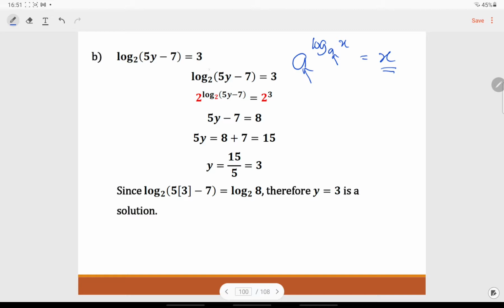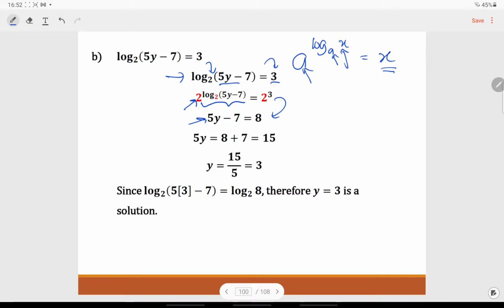This time, because we have log base 2, we use 2 as the base on both sides. So both sides become the power of 2: 2 to the power of log base 2 of (5y minus 7) equal to 2 to the power of 3. For this side, we can use this rule, so the remaining value is 5y minus 7. On the other side we have 2 cubed, which is equal to 8. So we have 5y minus 7 equal to 8.